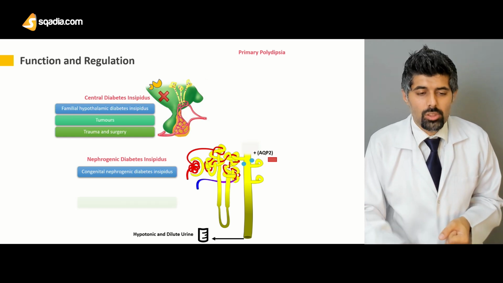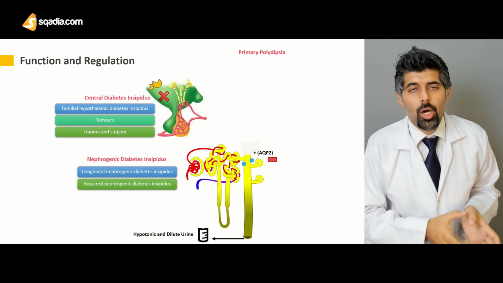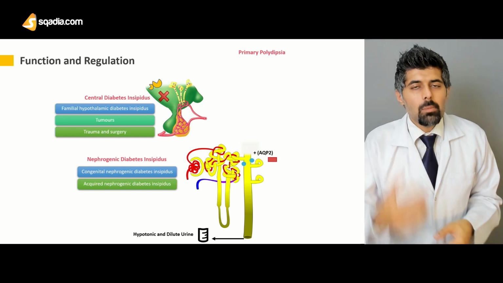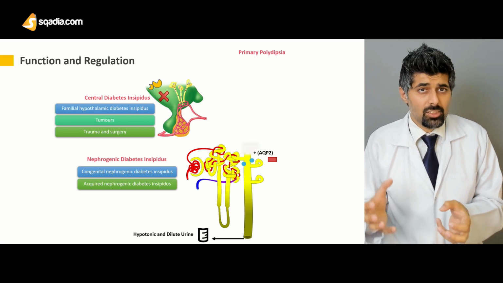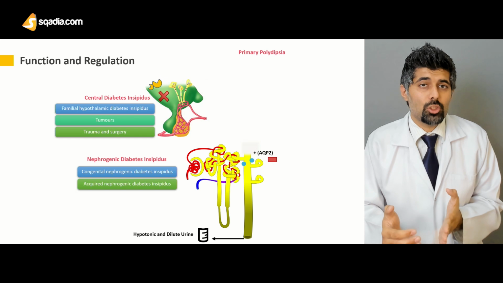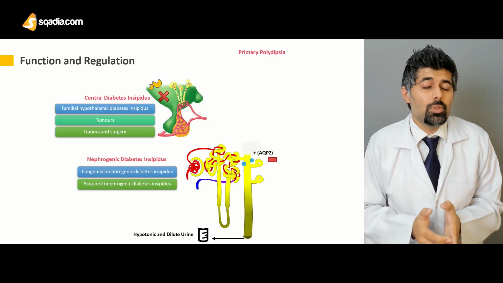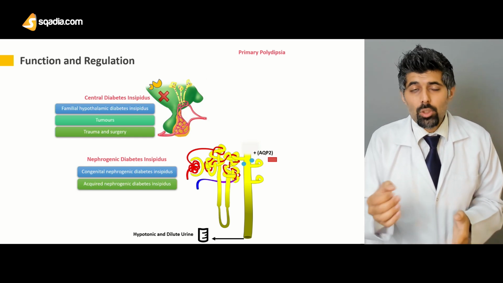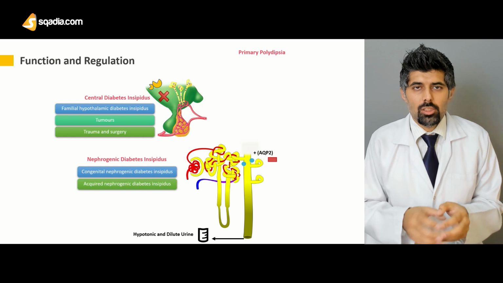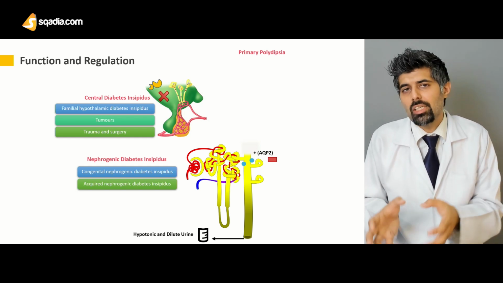Now, another cause of nephrogenic diabetes insipidus is the acquired one. It can be acquired via a variety of different diseases which result in the destruction of the renal tissue. One of the most common problems is polycystic kidney disease. In polycystic kidney disease, there is a huge number of cysts present all over the tissue of the kidneys.